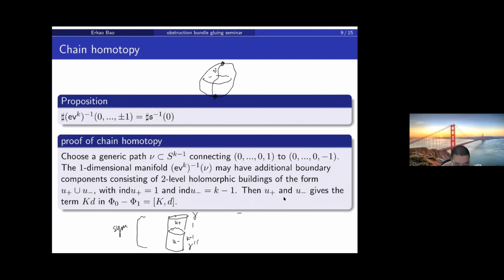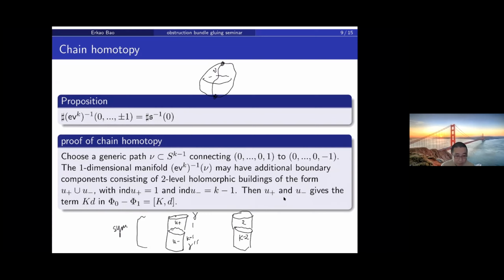So things like this, they do not show up. So I'm drawing things that do not show up. So this is index 2 and this is index k minus 2. This is because we are looking at the pre-image under the evaluation map. The evaluation map is evaluated along the negative ends.